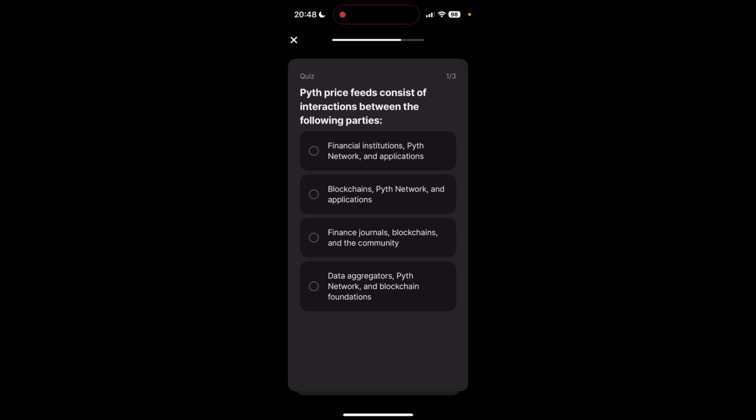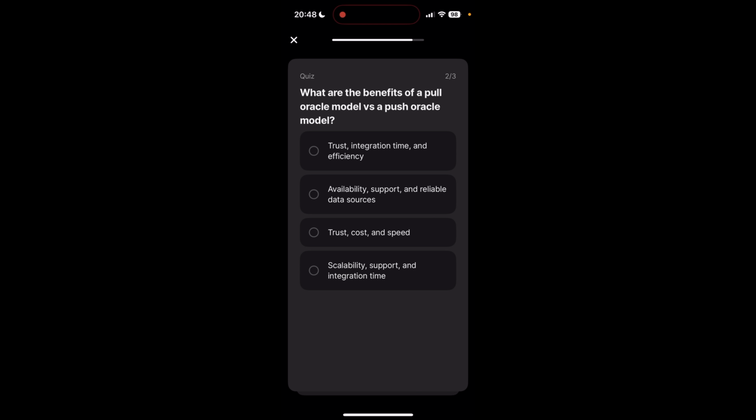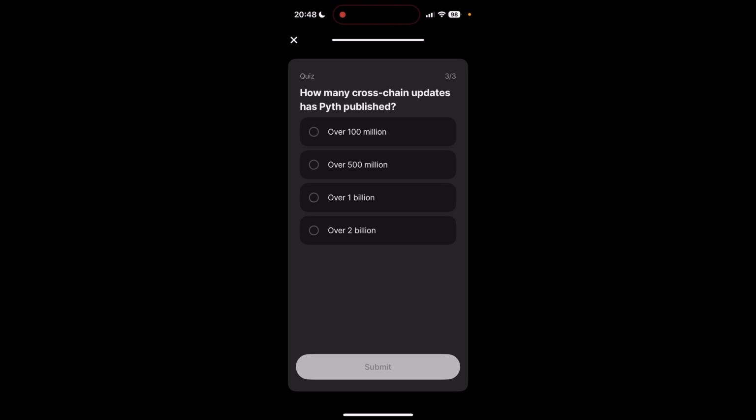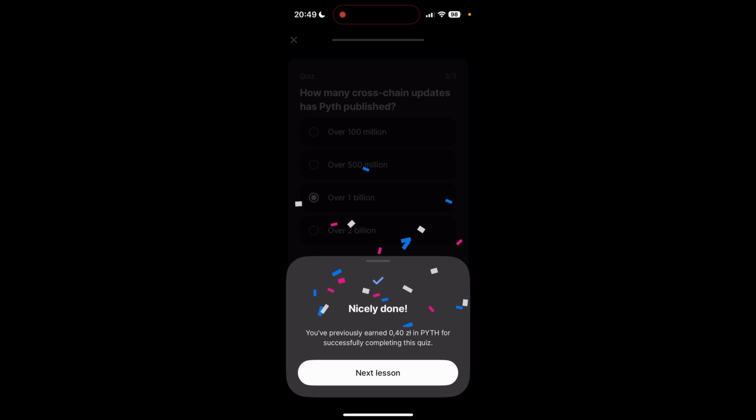Pyth price feeds consist of the interaction between the following parties: financial institution, Pyth network, and applications. What are the benefits of a pull Oracle model vs a push Oracle model? Trust, cost, and speed. How many cross-chain updates has Pyth published? Over 1 billion. And submit. Lesson number 2 is done.